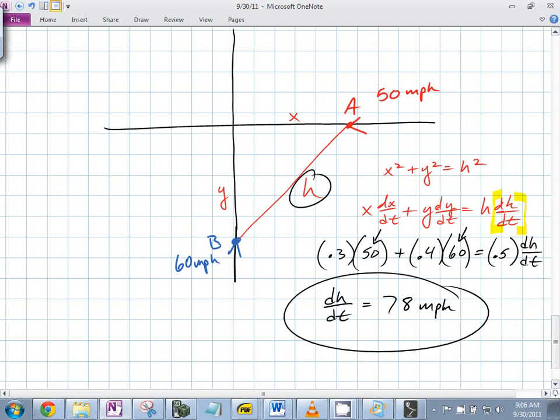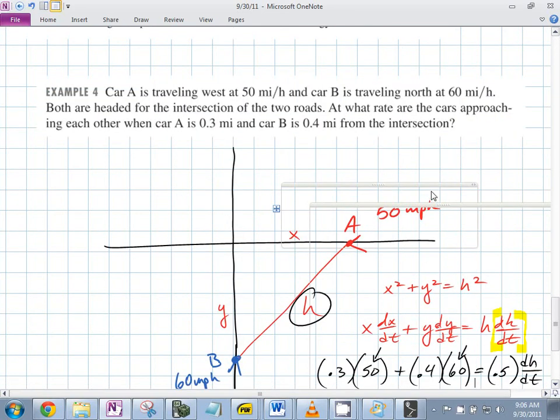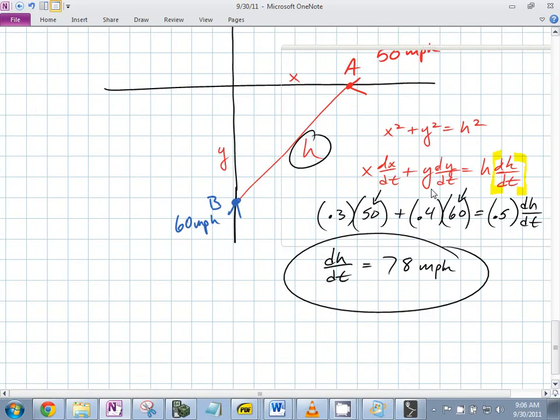When it says how fast, you can think of it as speed. Speed is the magnitude of velocity, right? If you wanted this to be a velocity, the rate of change of the velocity, you would have to make it negative 50 and negative 60. And therefore, this would be negative 78. Yes, it would change the whole thing to negative. But in this case, it's asking for speed, the magnitude of the velocity. Yes, Matt, you have a question?